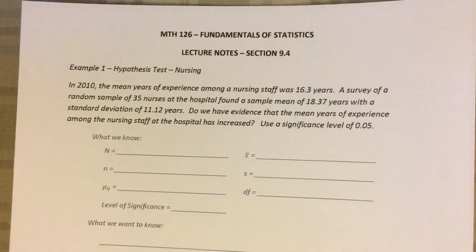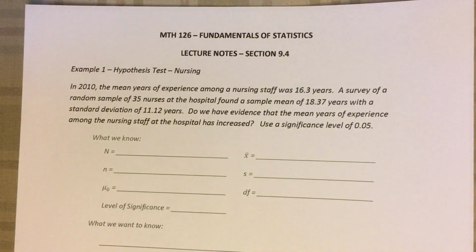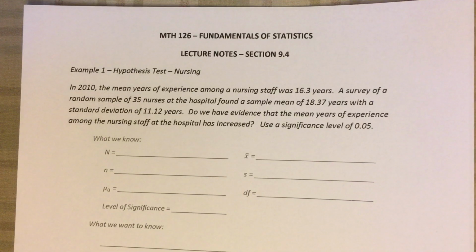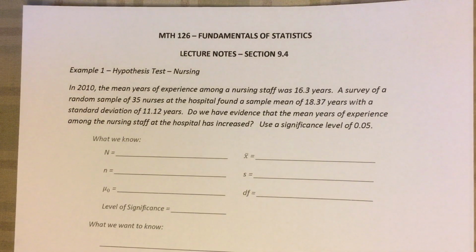Okay, all right, so let's walk through a couple of examples from beginning to end. In 2010, the mean years of experience among a nursing staff was 16.3 years. A survey of a random sample of 35 nurses at the hospital found a sample mean of 18.37 years with a standard deviation of 11.12 years. Do we have evidence that the sample mean years of experience among the nursing staff of the hospital has increased? Use a significance level of 5%.